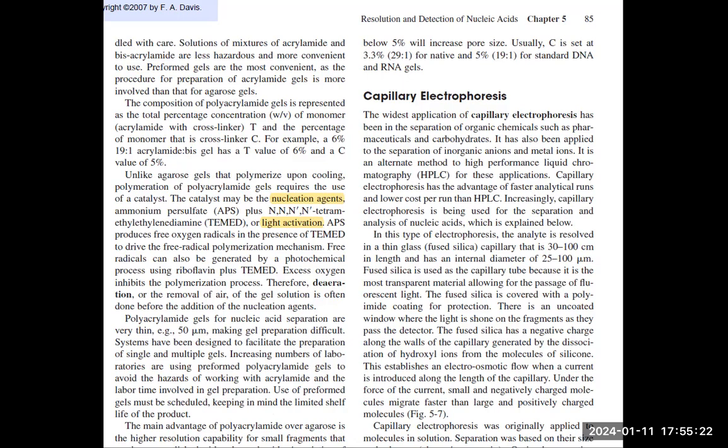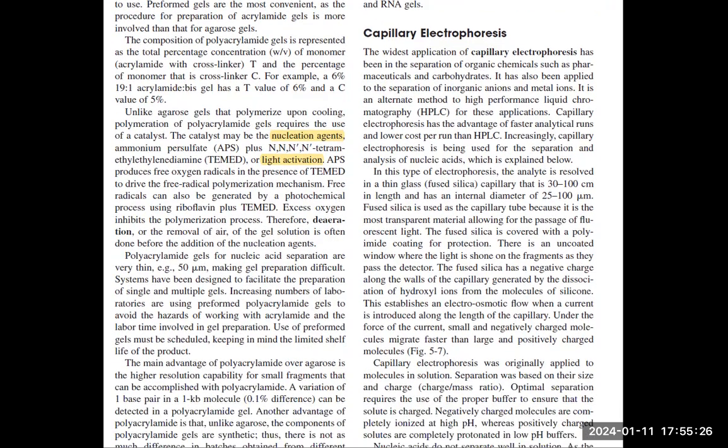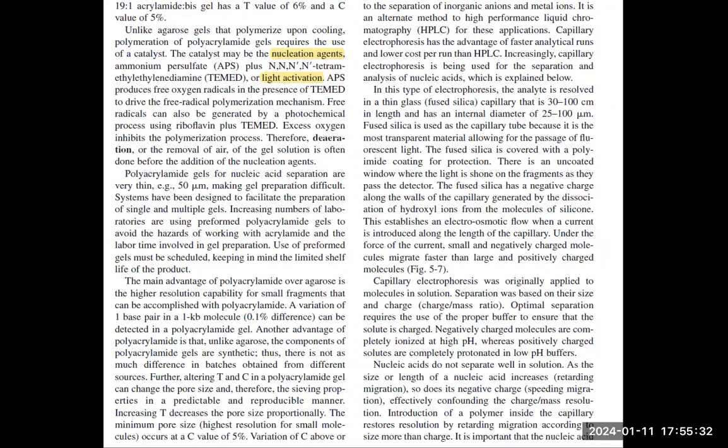However, the main advantage of our PAGE over agarose is that it offers a higher resolution capability for smaller fragments. We cannot resolve small fragments in agarose gel electrophoresis. We can only resolve 50 to 500 base pairs. Below 50 base pairs, we need to use PAGE. Very small fragments, single-stranded DNA fragments.